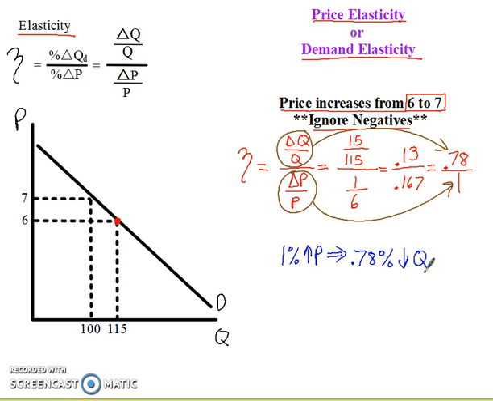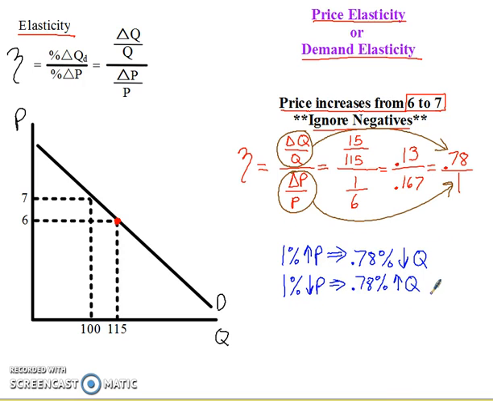Now, it's not technically correct what I'm going to write, but let's just say if we thought about this going in the other direction, we might be able to say a 1% decrease in the price causes a 0.78%, and now I would say increase in the quantity. Okay? Now it's not technically correct. I would have to recalculate the elasticity going from 7 to 6, but we'll do that in a future video. For now this is good enough to say.